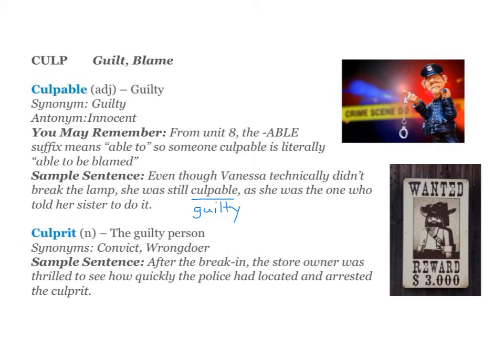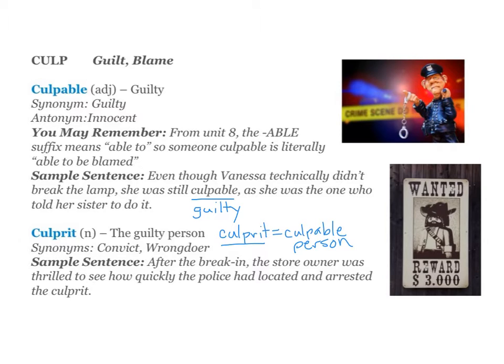Your next word is culprit. Culprit is the guilty person. So it makes sense that culprit equals culpable person. Because culprit is a noun and culpable is an adjective, a culprit is a culpable person. So that's a good way to remember the connection between these two words.